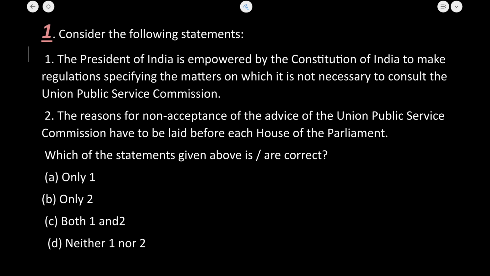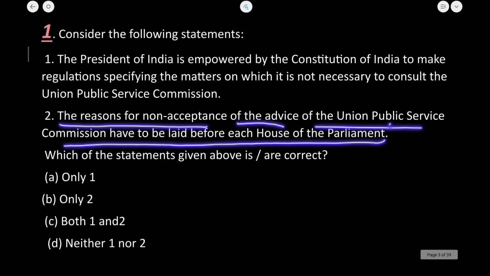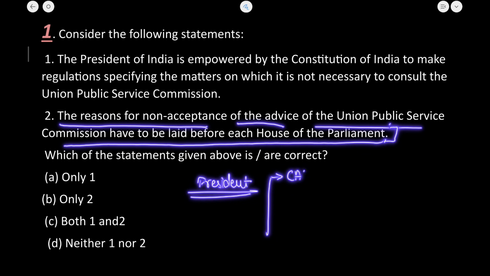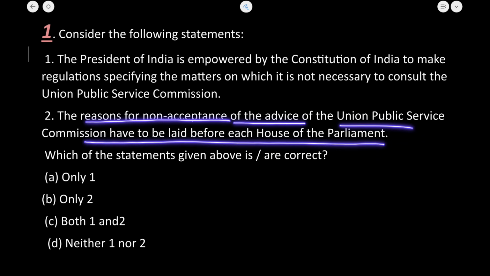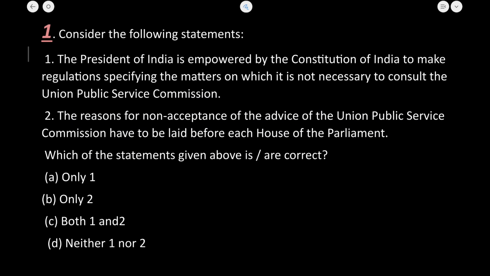Now let us see the next statement. The reasons for non-acceptance of the advice of the UPSC have to be laid before each House of Parliament. Now, the President lays before both Houses the reports submitted by the CAG, the reports of the National Commission for Scheduled Castes and Scheduled Tribes, the reports of the Finance Commission, and the reports of the Union Public Service Commission. So this is also a function: the reasons for non-acceptance of the advice of the UPSC have to be laid, explaining why the recommendations of the UPSC were not accepted. So the second statement is also true. Correct answer would be both 1 and 2.